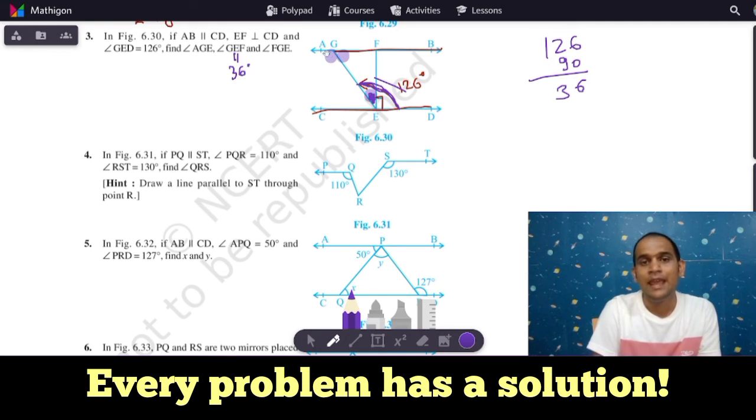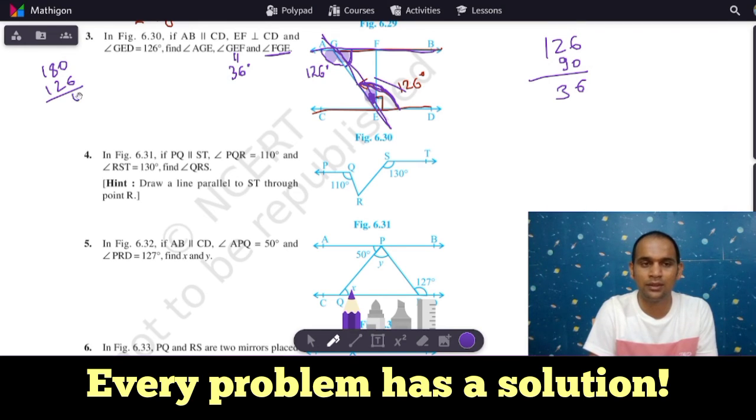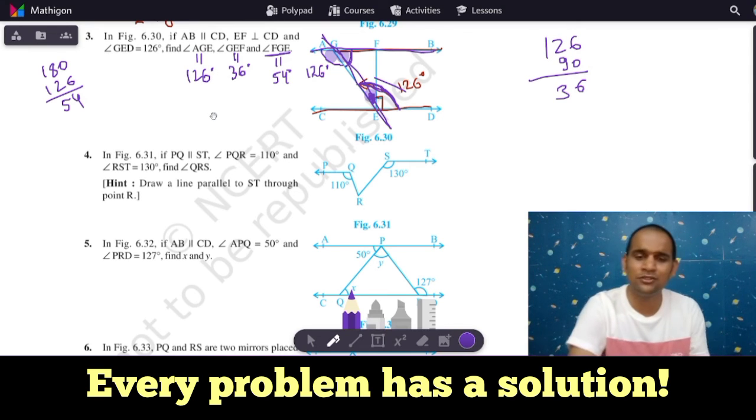Coming to AGE, as you observe, AB is given to be parallel to CD, and taking G as the transversal, these are alternate interior angles. So they will be 126 degrees. And as you can observe, there is a linear pair formation. So this angle FGE will be 180 minus 126, which is 54 degrees. And the value of AGE is 126 degrees. Just keep mentioning the reason.